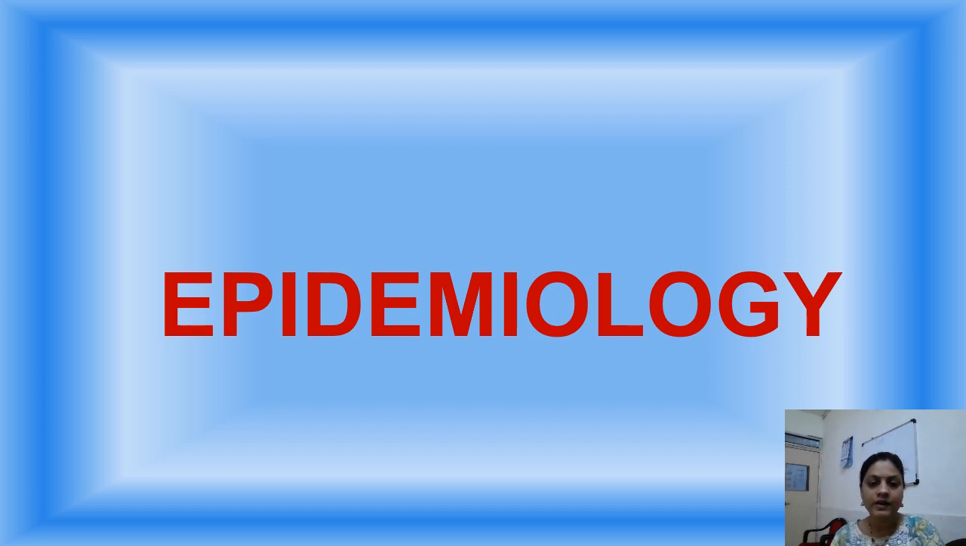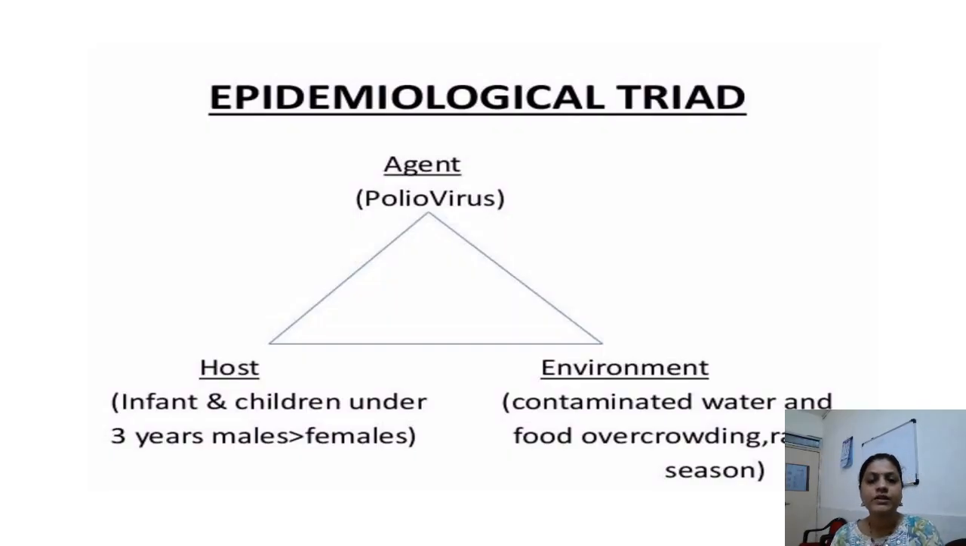Now let's take a look at the epidemiology of polio. As you see here, this is the agent, host and environment triad, the epidemiological triad. The agent is the polio virus, which belongs to the Picornaviridae family. The host is infants and children under 3 years of age. It is common in preschool children. Males are more affected than females. And contaminated water, food, and overcrowding are the various factors responsible for the spread of this virus.